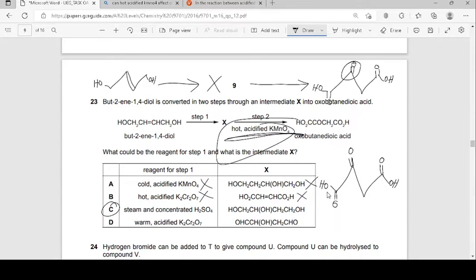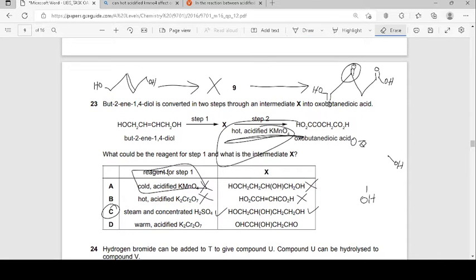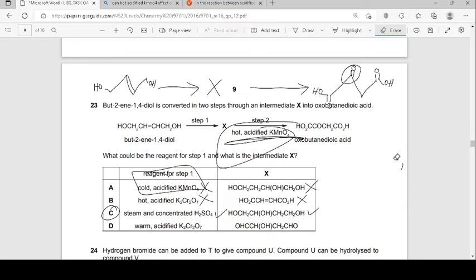That hot acidified KMnO4 will oxidize this and this. It's quite a strong oxidizing agent in that case. So that's one thing, and that means that for A, the problem with A was that it's cold acidified KMnO4. The problem was not with X. Cold acidified KMnO4 means that this thing should actually have become a diol, right? So that is what it should have become, and that was the problem with A. So that's why A was wrong, because the intermediate X was incorrectly drawn.